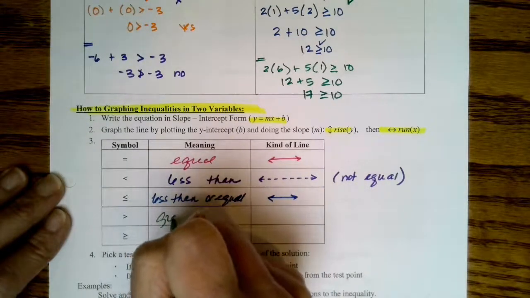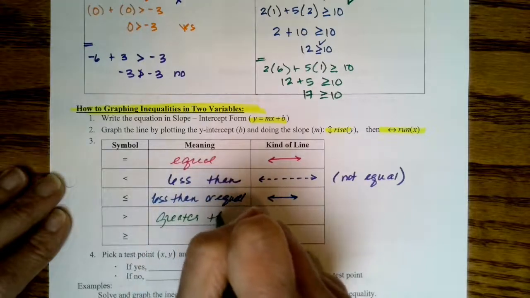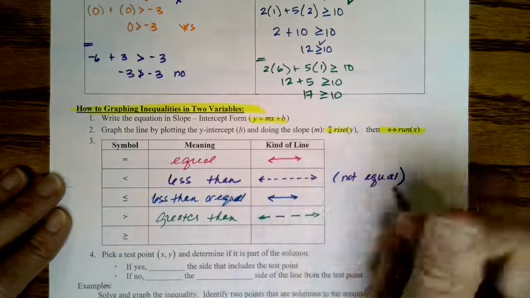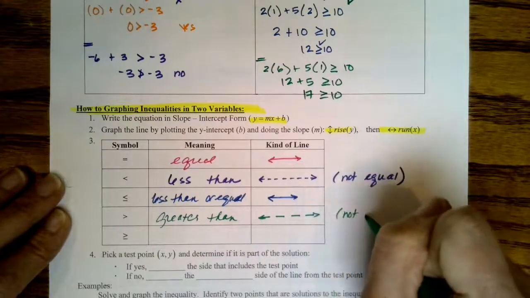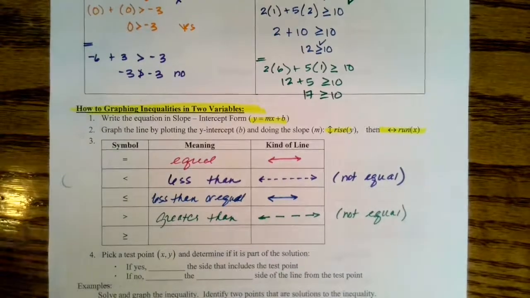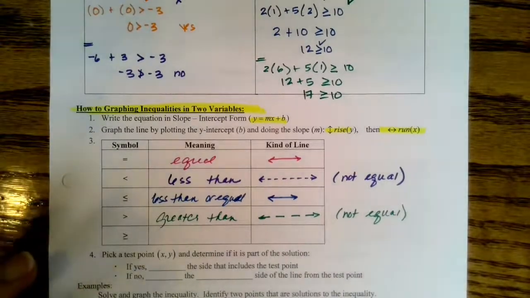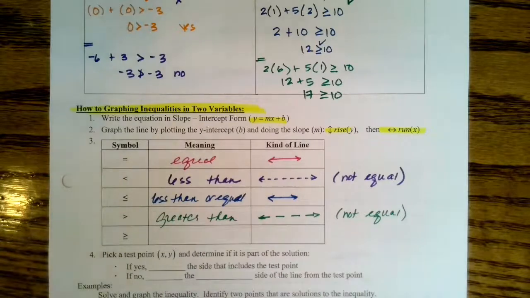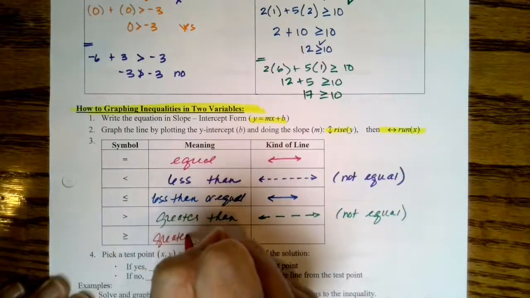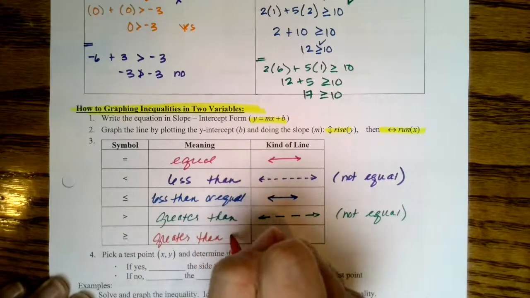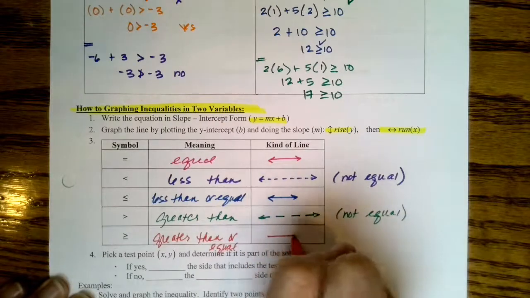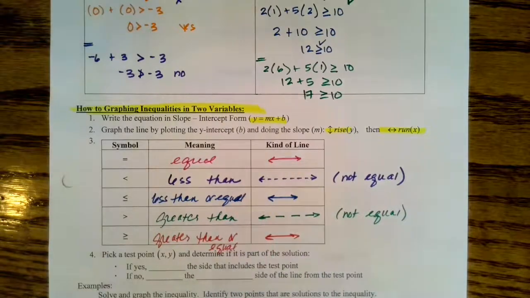If I have a greater than, I'm back to that dotted line, for the same reason: that value is not equal to, and that line is a picture of my solutions, so I can't have it filled in. So this is greater than or equal to, which means I'm back to my solid line.